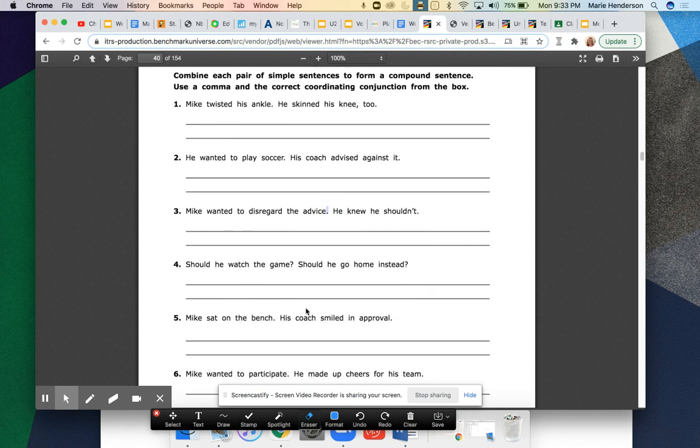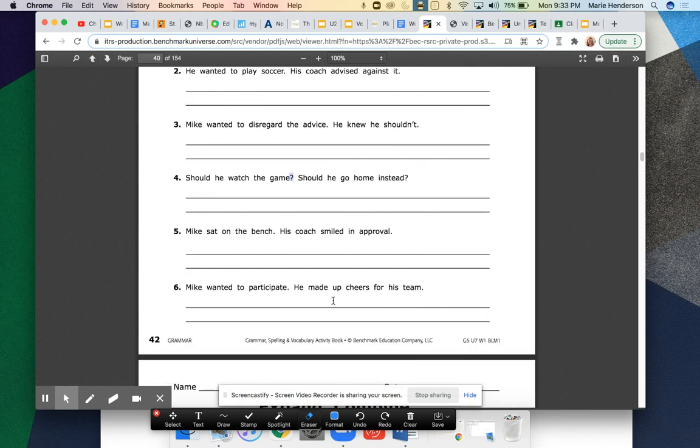Really read that sentence and check which one you think fits best there. Here, obviously, it's not a period, it's a question mark, but you're still replacing that for a coordinating conjunction, and then these two as well.